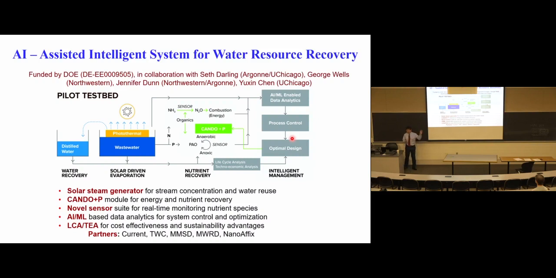So our sensor is contributing to this particular process by providing real-time measurements of phosphate and nitrate concentration. And then my collaborators would use this data to optimize the process overall, then control different parameters to achieve the best outcome for the nutrient recovery.